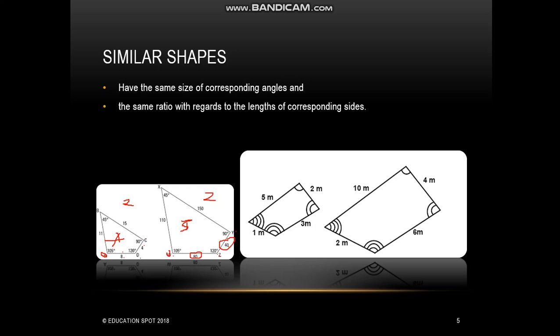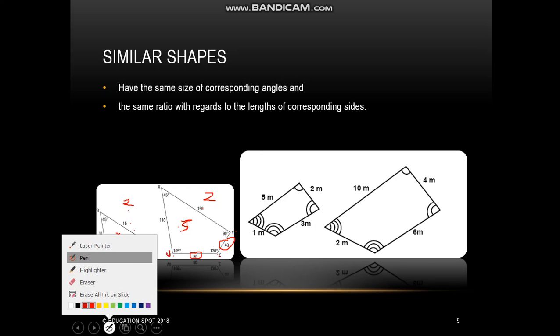You can also use any sides that you like. You can say 4 over 15, but then it means on this side you must say 40 over 150, and they're going to give you the same ratio. And if they give you the same ratio, you can say with confidence that these two figures are similar, not the same, similar.